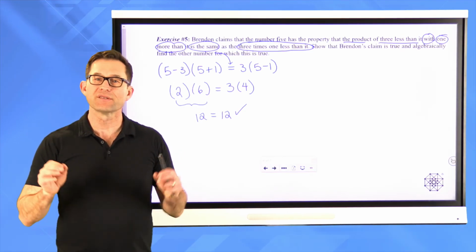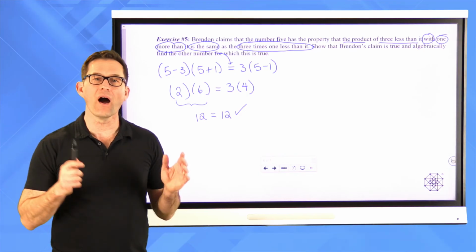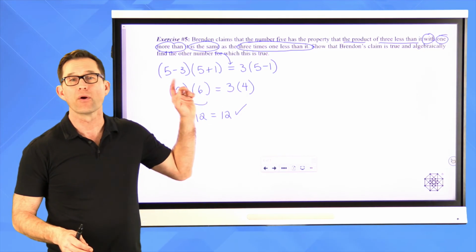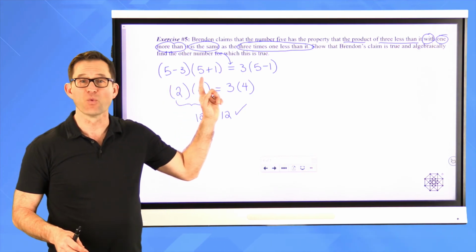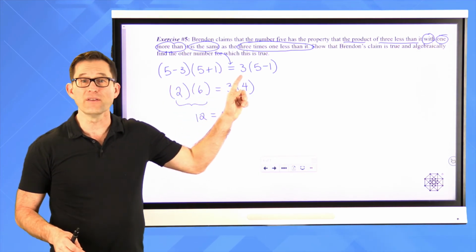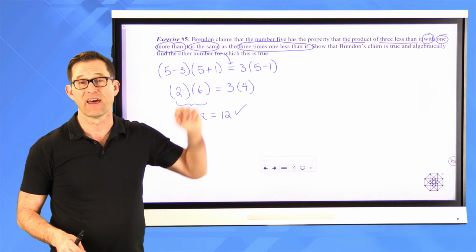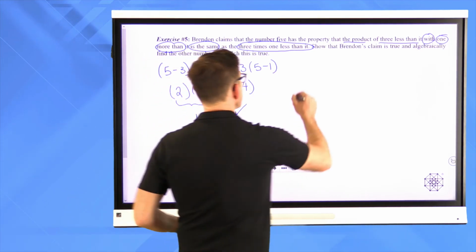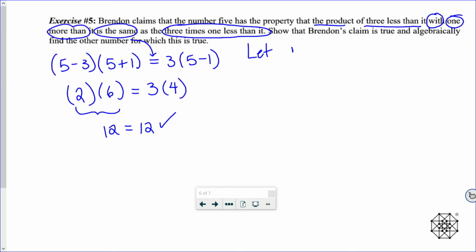Now, the second part of this problem is to find the other number for which this is true. In other words, there's some other number where 3 less than it times 1 more than it is 3 times 1 less than it. Okay, there's some other number, right? Now, it's kind of cool because we could say, well, let's let n be equal to the number.